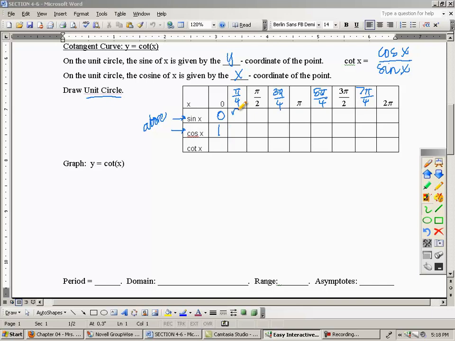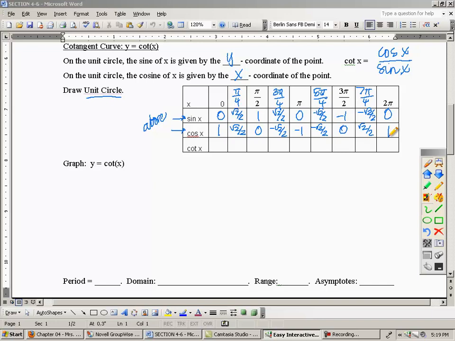At pi over 4, square root of 2 over 2 for both sine and cosine. At pi over 2, you get 1 for sine and 0 for cosine. At 3 pi over 4, the sine value is positive, but the cosine value is negative. At pi, you get 0 for sine, negative 1 for cosine. At 5 pi over 4, both sine and cosine are negative. At 3 pi over 2, the y value is negative 1, the x value is 0. And at 7 pi over 4, the y value is negative, but the x value is positive. And again, 0 and 1 relates back to the 0 radians.